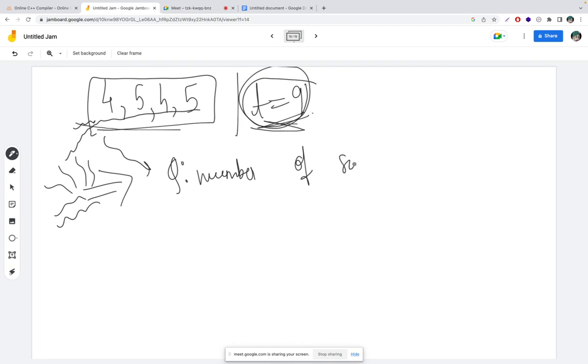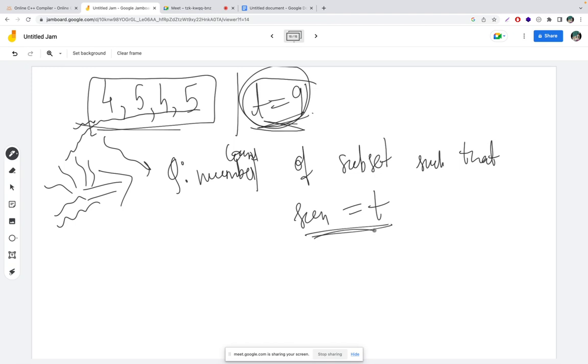Number of subsets such that the sum is t. If no subset is having sum t, the answer will be 0. Yes or no? Yeah. So it is asking you count of subsets with sum t. Count of subsets with sum t. So this is our second question.